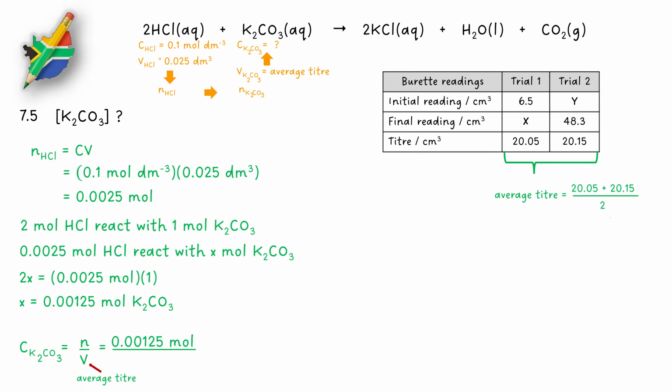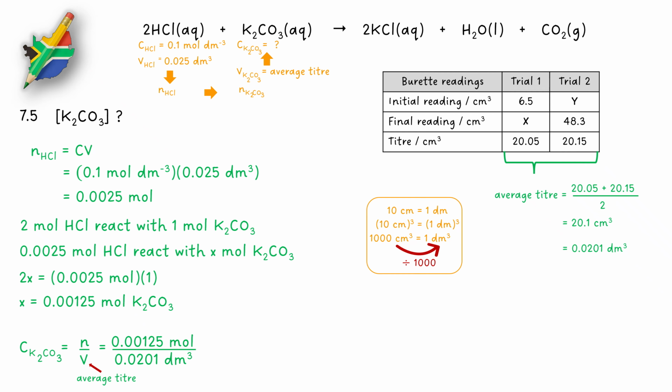Since there are 2 titer values, we can add them and divide by 2 to get the average titer, which is 20.1 centimeters cubed. And we must convert this to a value in decimeters cubed by dividing by 1000. So the average titer in decimeters cubed is 0.0201 decimeters cubed. Putting this value into the denominator and then solving, we get 0.0622 moles per decimeter cubed for the concentration of potassium carbonate.